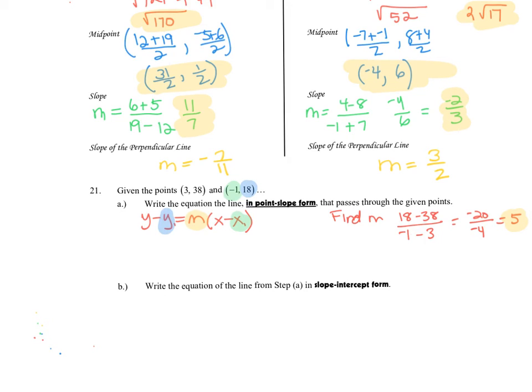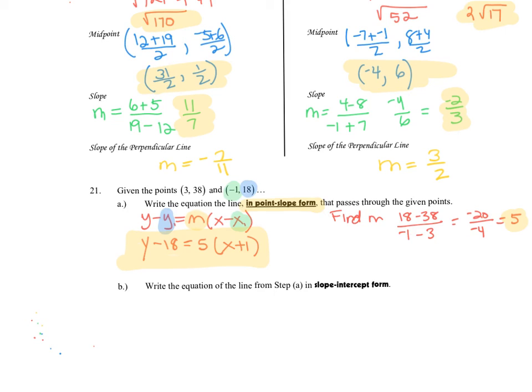So let me do that substitution. And so I'm going to have y minus 18 is equal to my slope, which is 5, times x minus the x-coordinate, and the x-coordinate's negative 1. So x minus the negative 1 is x plus 1. And now it asked me for point slope form. This is point slope form.